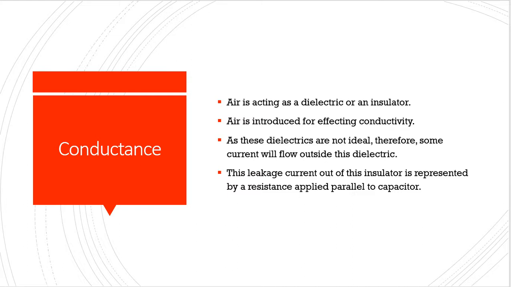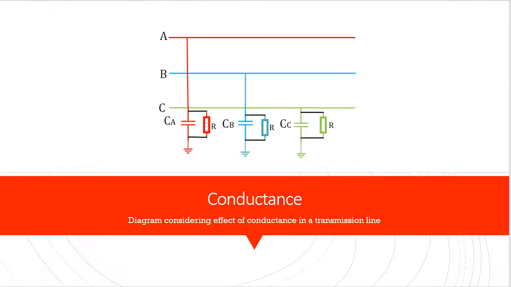Therefore, this particular leakage current that comes out of an insulator is represented by the value G, right? Or we can represent it by a resistance applied parallel to the capacitor, right? In this way, we have these three transmission lines which are grounded through the capacitors, and these capacitors have the values I calculated in the previous slide. CA is equal to CAN plus CAG, CB will be equal to CBG plus CBN, and CC will be equal to CBN plus CBG, right?